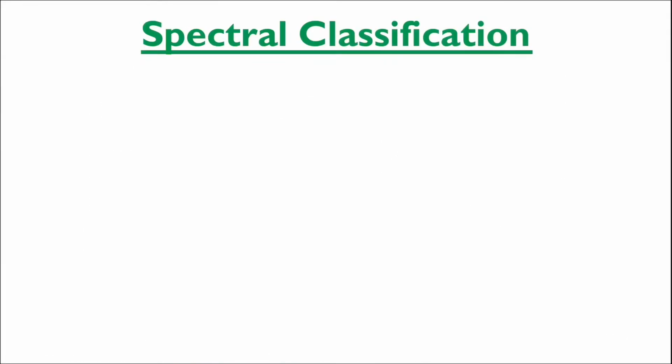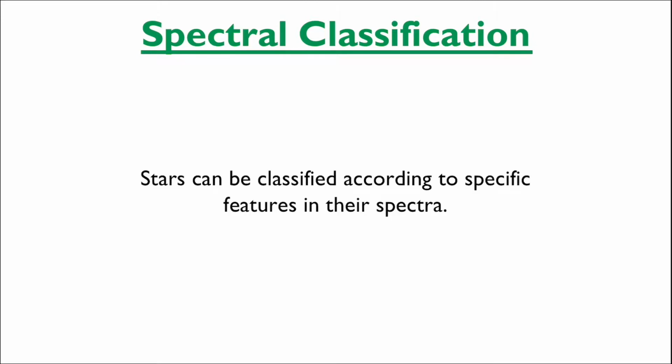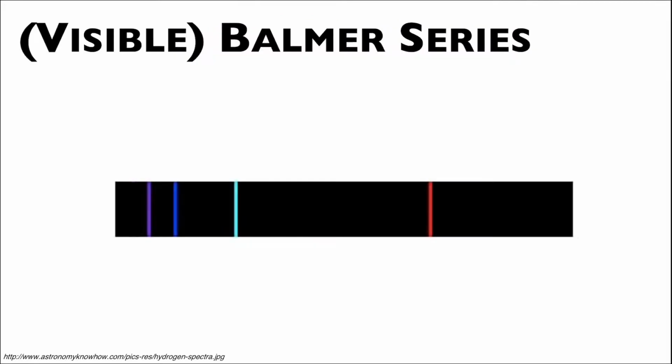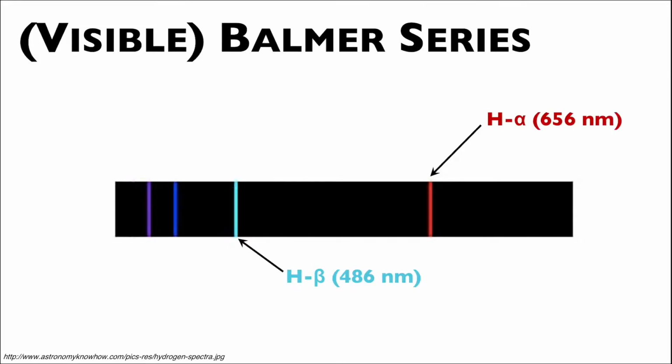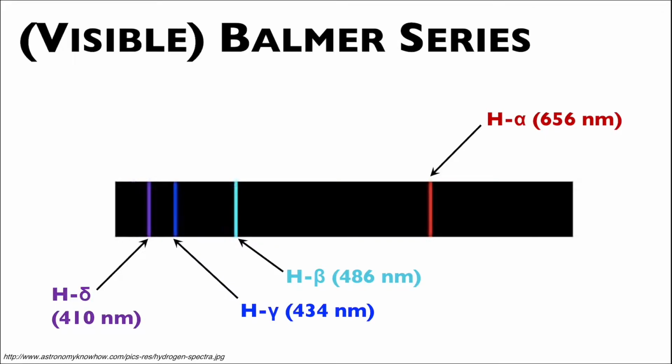This is exactly the kind of thing we think of when we say that stars can be classified according to specific features in their spectra. A great example of such features in a spectrum are the visible Balmer series lines: H alpha at 656 nanometers, H beta at 486, H gamma at 434, and H delta at 410 nanometers.